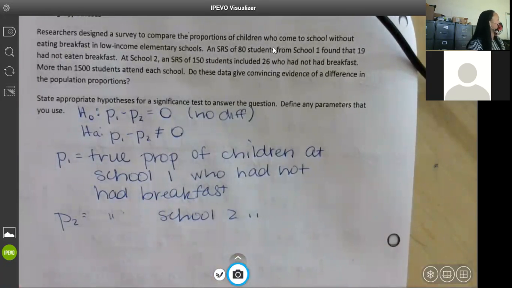Yes. You want to make sure you write everything out. Everything. All right. So when you're done, flip it over. And we're going to talk about conditions for performing a significance test.